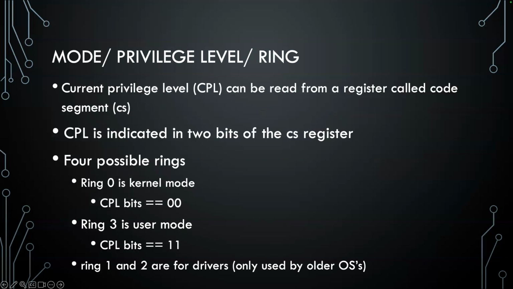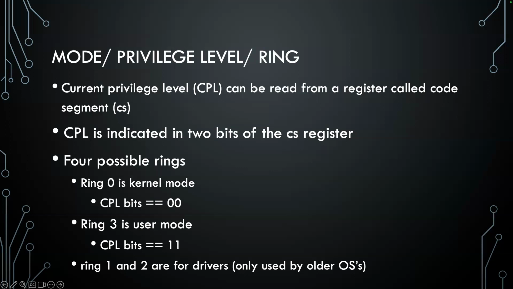This is just kind of nerdy. I'll never test you on this, but there are different privilege levels, or rings, we call them. The current privilege level, or CPL, is read from one of our registers called the code segment. So remember, we have these registers with really specific storage units that include instructions. The CPL is going to be in 2 bits of this CS register.